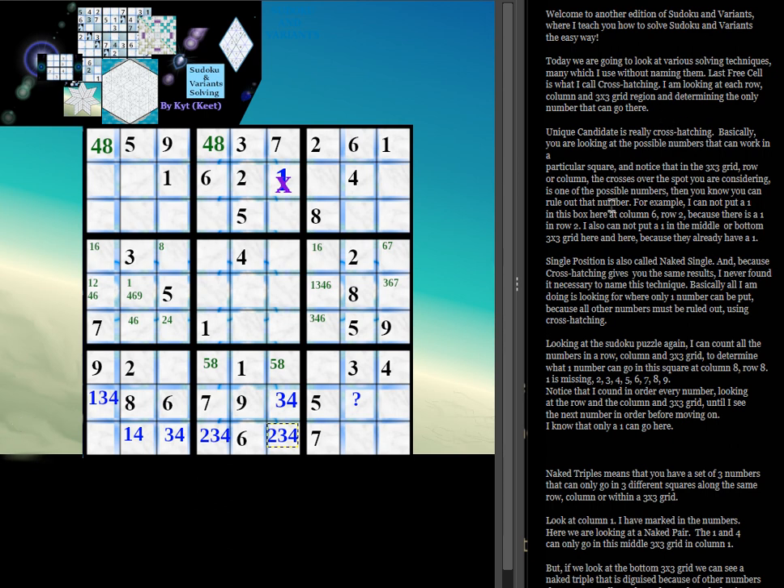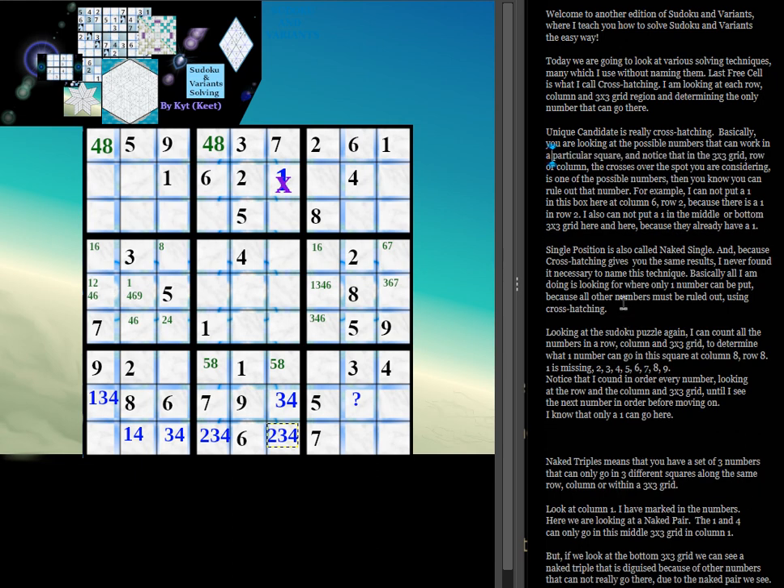Unique candidate is really cross-hatching. Basically, you're looking at the possible numbers that can work in a particular square. And notice that in a 3x3 grid, row, or column, a number that crosses over the spot you are considering is one of the possible numbers. So you know you can rule out that number.